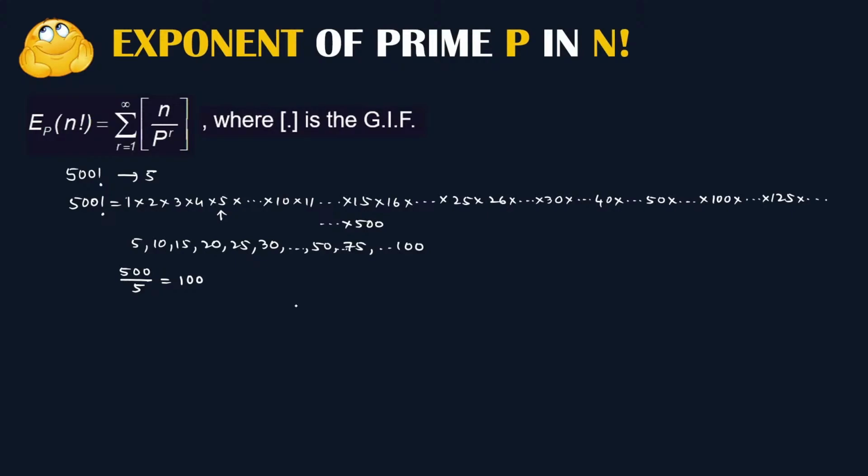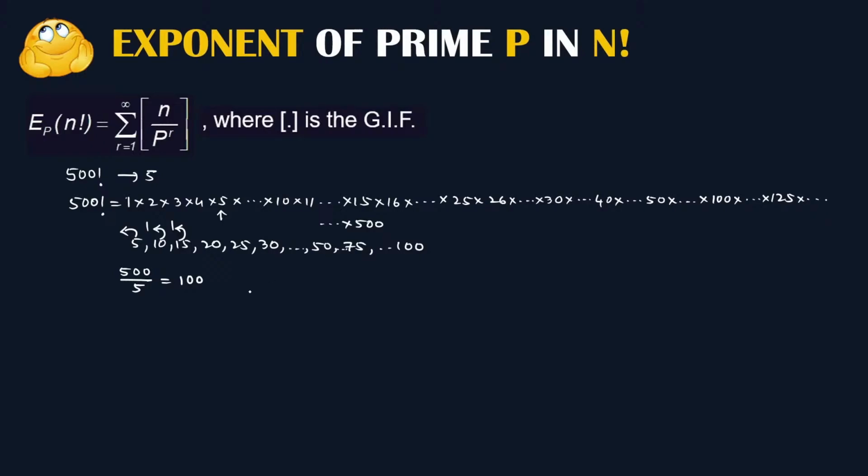Is it clear to all of you or not? In every multiple of 5, you are getting one 5 from each number. From 5 you are getting one 5, from 10 you are getting one 5, from 15 you are getting one 5. So there will be 100 such 5s, meaning multiples of 5.